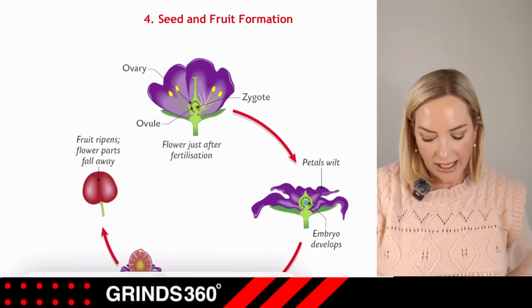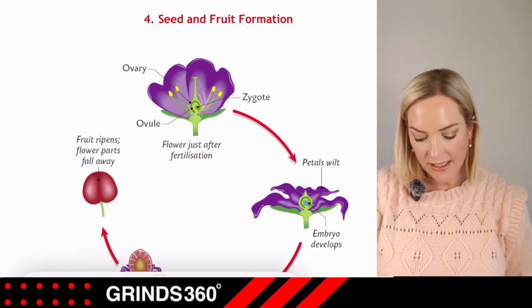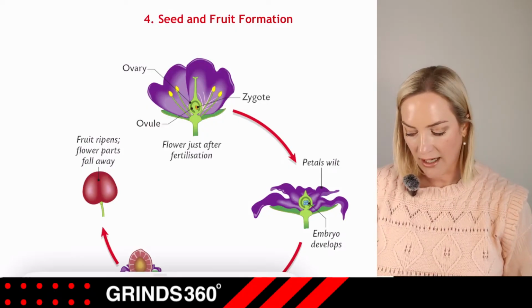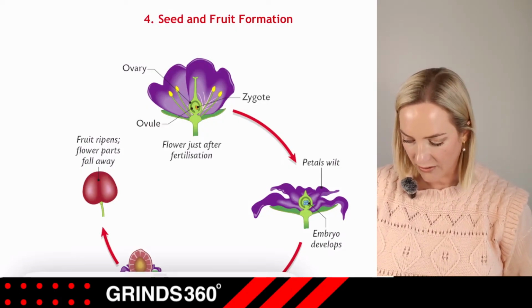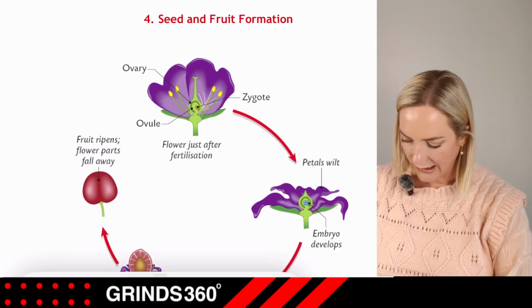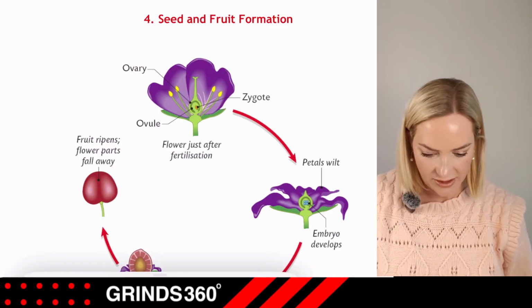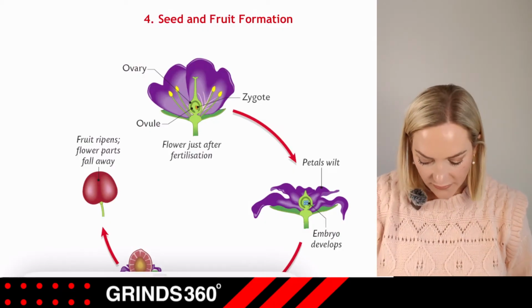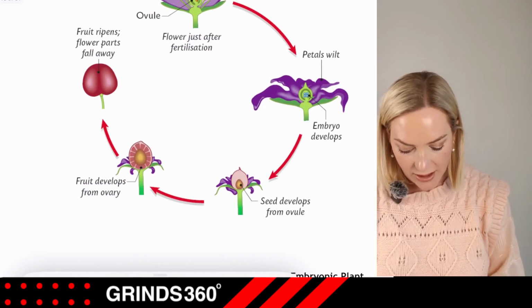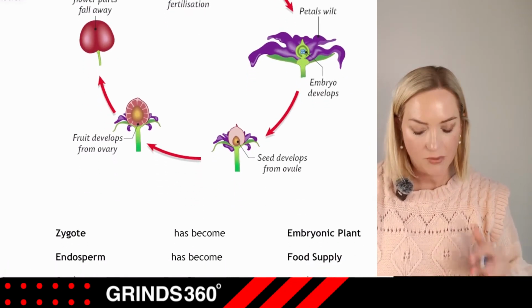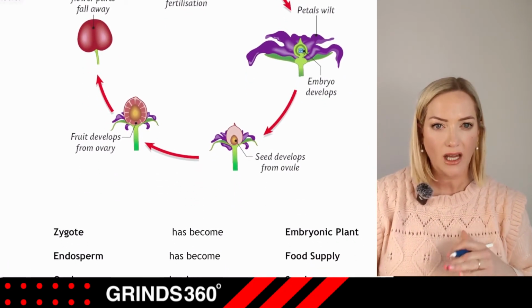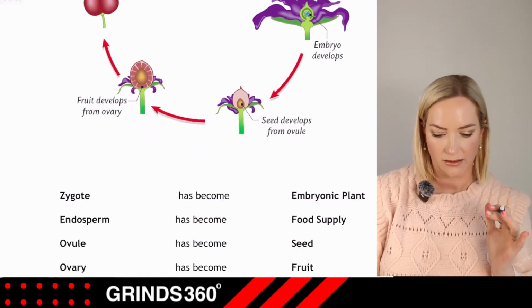So we're going to look at seed and fruit formation and dispersal. Okay, so that's what we're going to look at now. You do need to know what happens to each part of the plant after fertilization has occurred.